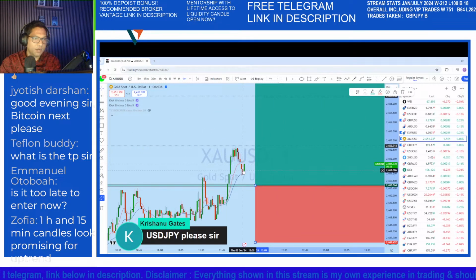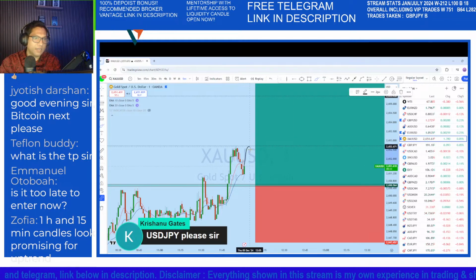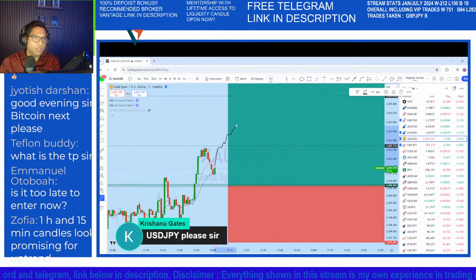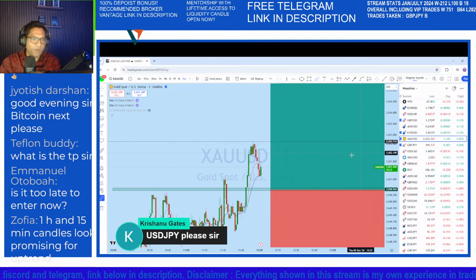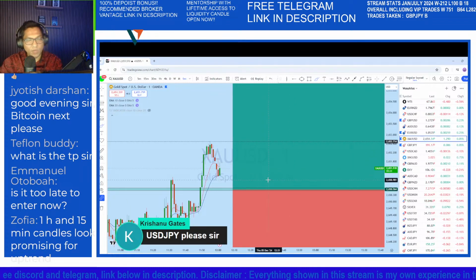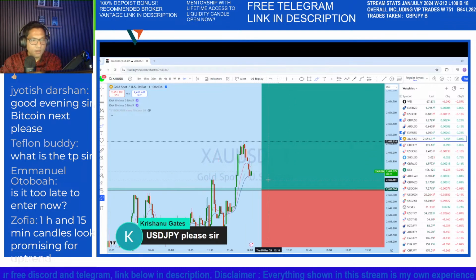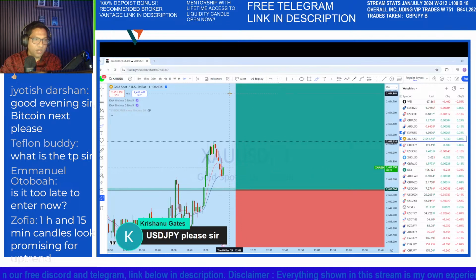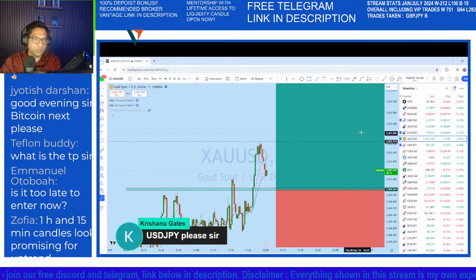Now if this market bounces and creates a new higher high, if it is breaking that swing high, which is 2652 level, we'll move the stop loss to entry, so that we make the trade risk free, and then we'll let the market do the job.